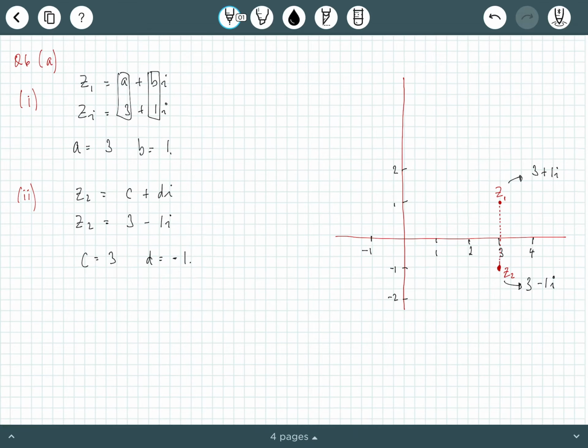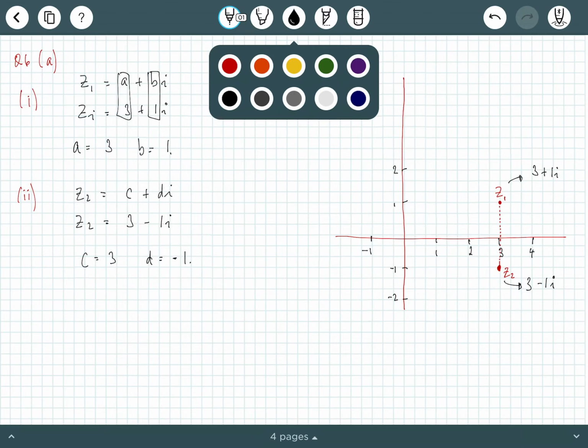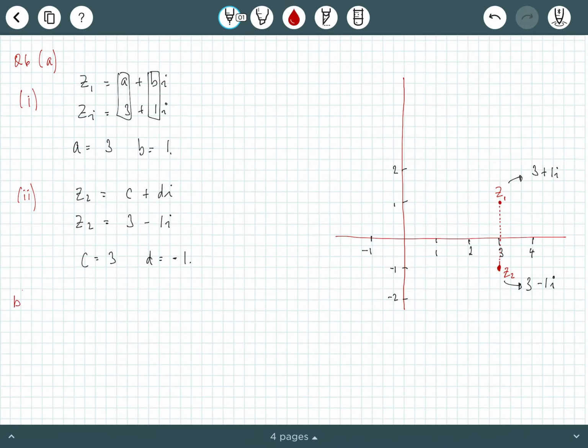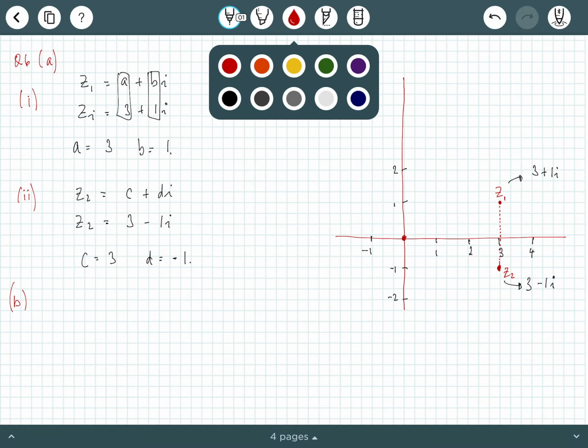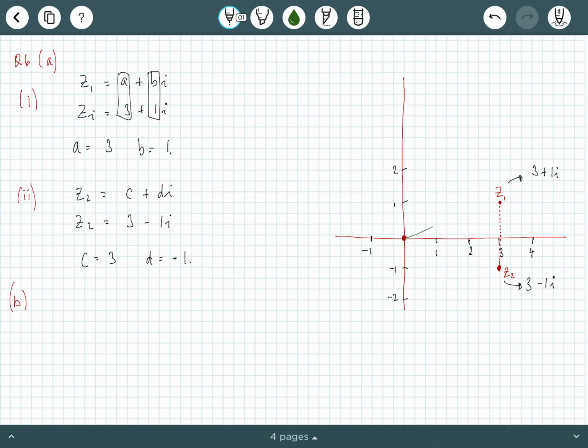Okay, now part B is a little bit trickier than this, lads. So let's read this carefully. It says the angle theta is formed by joining z1 to 0, 0i. Well, that there, lads, is 0, 0i. So let's draw that. Use a different color. So z1 to 0, 0i, and then 0, 0i out to z2. And we're saying that angle in here is theta.